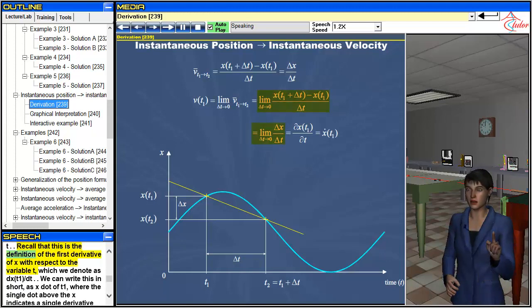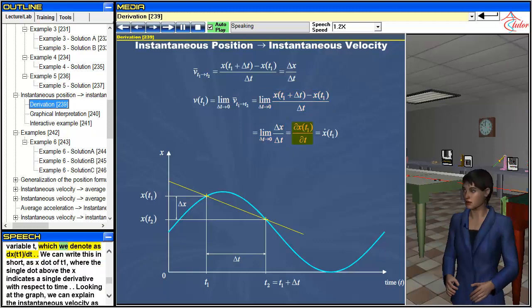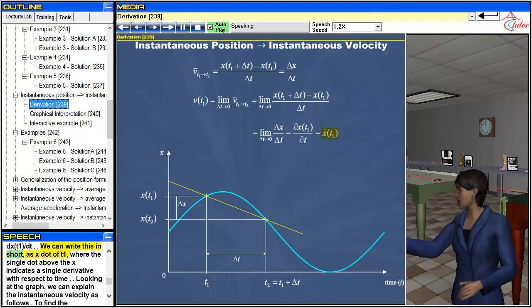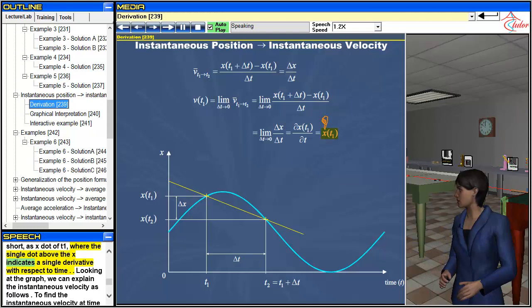Recall that this is the definition of the first derivative of x with respect to the variable t, which we denote as d by dt of x of t1. We can write this in short as x dot of t1, where the single dot above the x indicates a single derivative with respect to time.